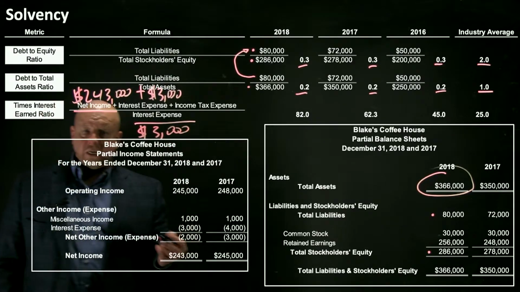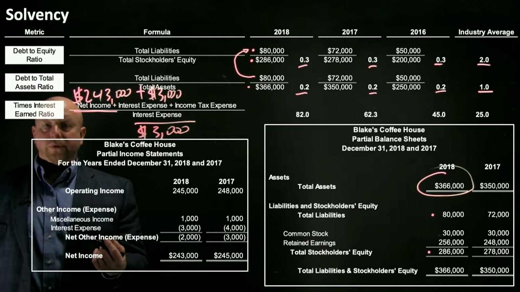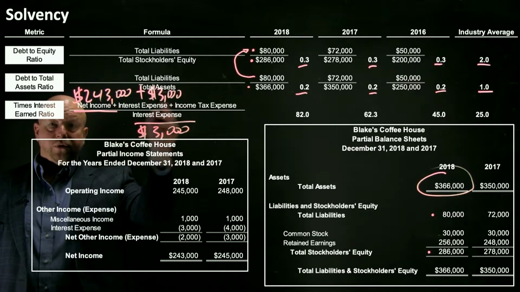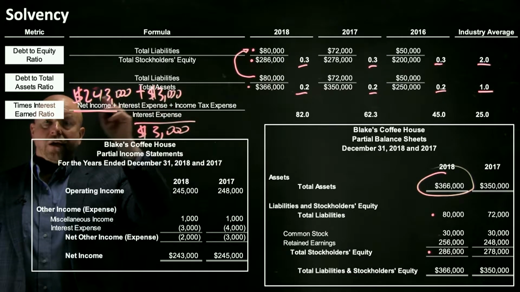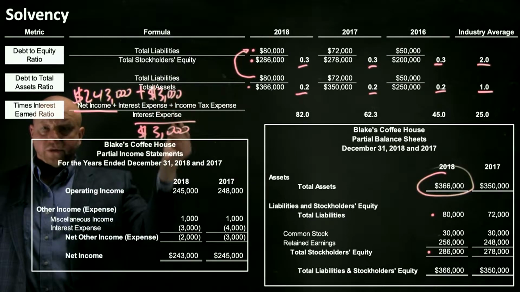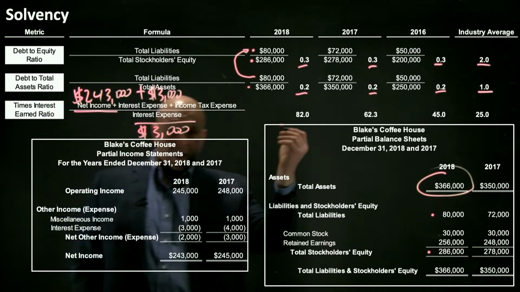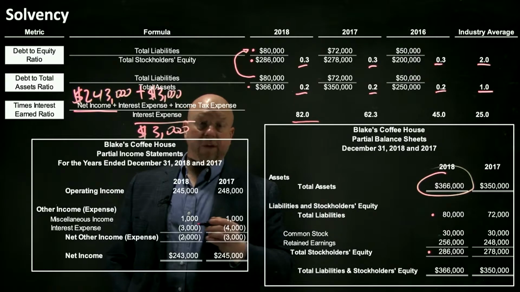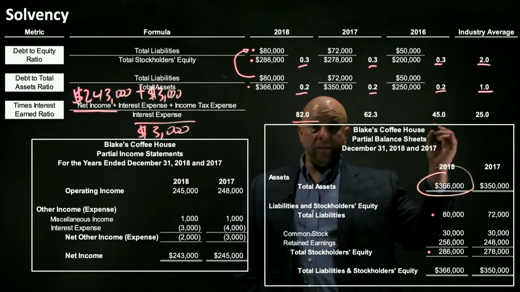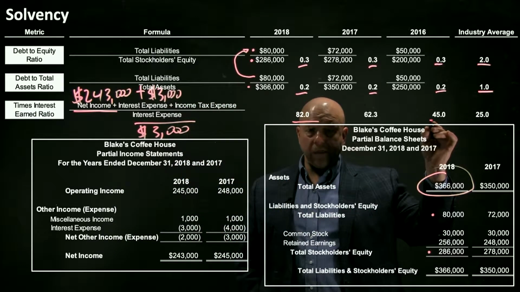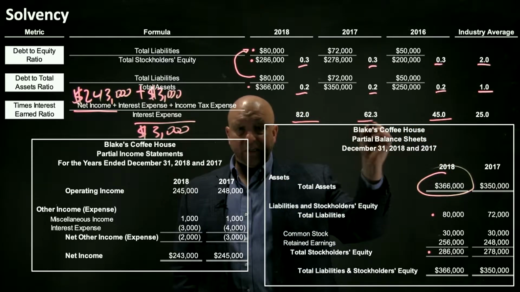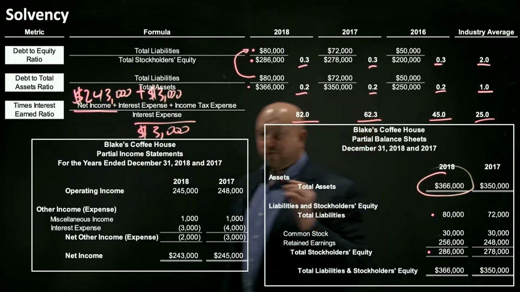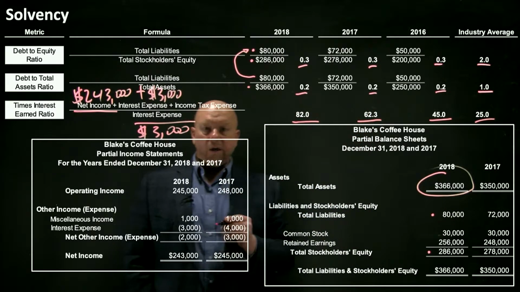So what we're basically saying is, if we did not have interest expense, our company's profit, the net income, would be $246,000. Take that $246,000, divide it by the interest expense, and you get a times interest earned ratio of 82, which is terrific, okay? This company's times interest earned ratio is going in the right direction. It was 45, it's 62, industry average is 25. Those are very strong indicators of solvency.